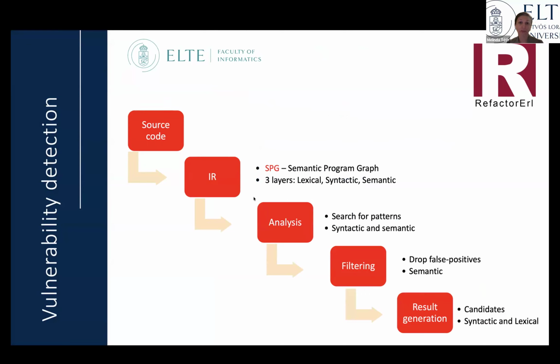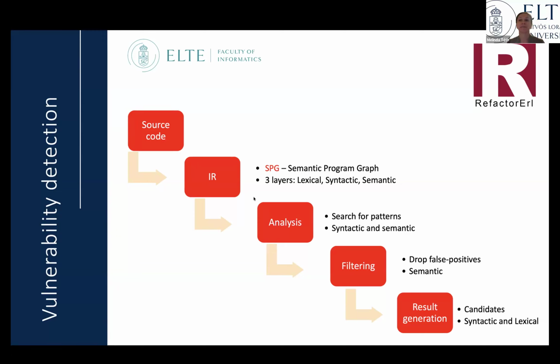So how does this work? We have the Erlang source code, and we build an internal representation from the source code. That representation is a 3-layered semantic program graph. Because of the original design for refactoring, we store the original layout and the lexical layer of the code. And we build a syntax tree. This is our custom syntax tree. And then we perform lots of static semantic analysis on the syntax tree, and store the result in our internal representation.